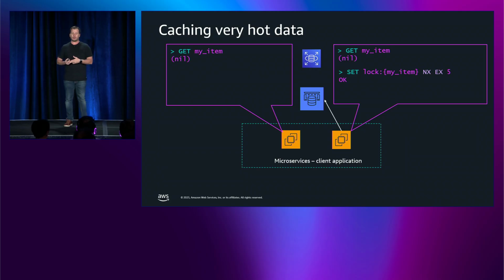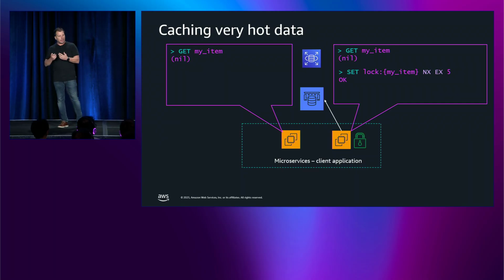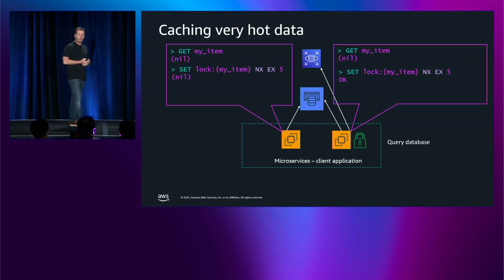Now, the first microservice will try to acquire a lock. I'm using here the NX and the EX arguments. NX means that if the lock already exists, it should fail. And EX means that I'm going to expire the lock after 5 seconds. It's successful, because the lock is not there, so I was able to acquire it. And then I start to query the data from the database.